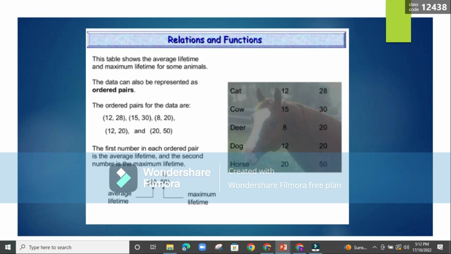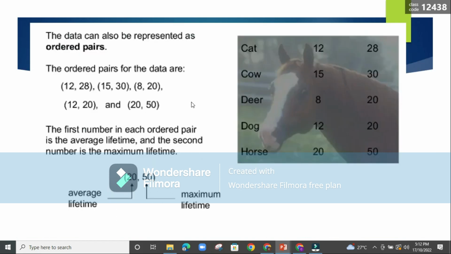So in this case, if we have an ordered pair, let's say 20, 50 for the horse, for instance, 20 is the average lifetime, while 50 is the maximum lifetime. Okay, so this is simply an introduction to relations. The data can also be represented as ordered pairs. Okay, so we're done with that.